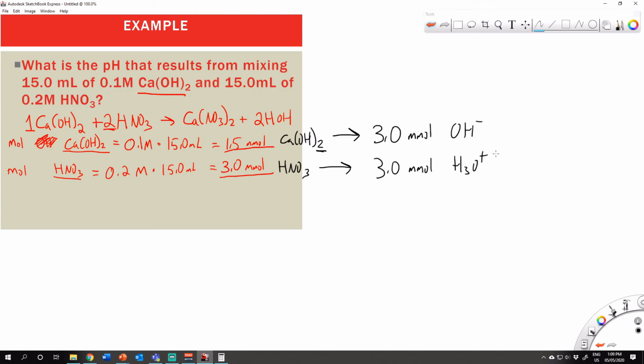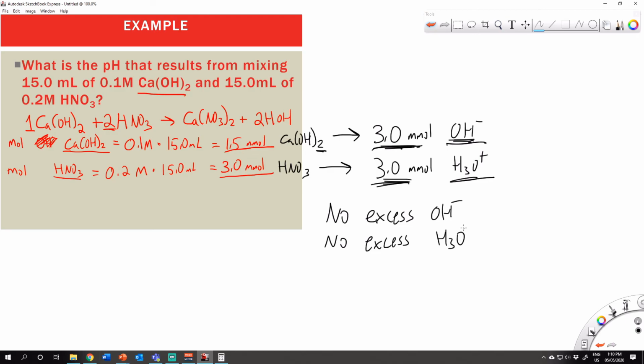Now, when you look at these numbers, do we have excess of either? No, we don't. We have equal amounts of hydroxide and hydronium. So end result is we have no excess hydroxide, and no excess hydronium. So what is this solution going to be? Is it going to be acidic? Nope, because we don't have excess hydronium. Is it going to be basic? Nope, because we have no excess hydroxide. So this solution is therefore neutral.